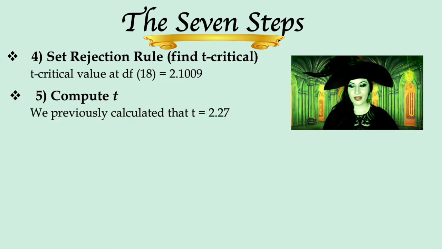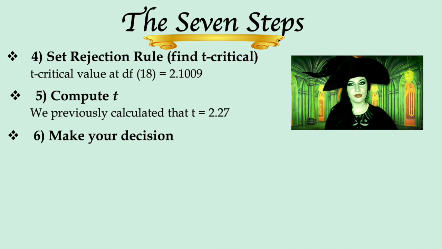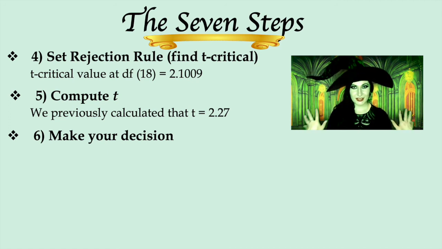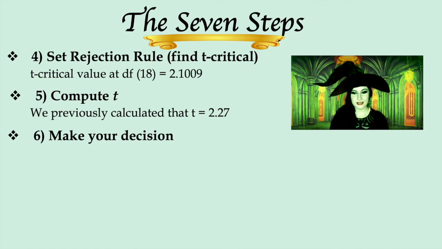Moving on to step 5, which is to compute t. We've just calculated that, and we found that t is equal to 2.27. So now the moment of truth. We make our decision. We remember that the way we make this decision is by comparing the t computed value, which is 2.27, to the t critical value, which is 2.1009.